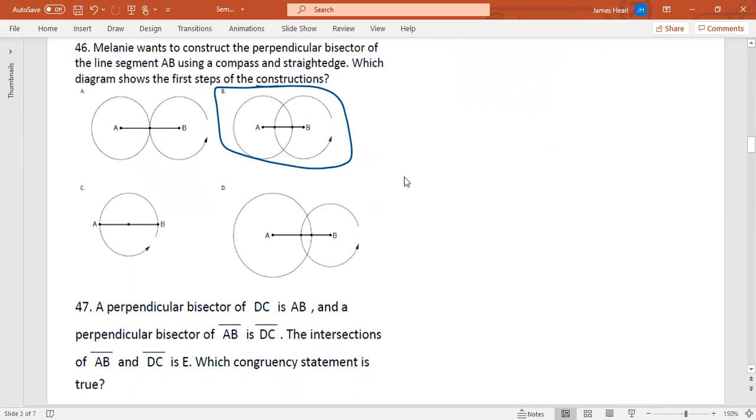A will fail because they don't overlap. D will fail because they're differently sized. C will fail because there's only one. That's the idea.